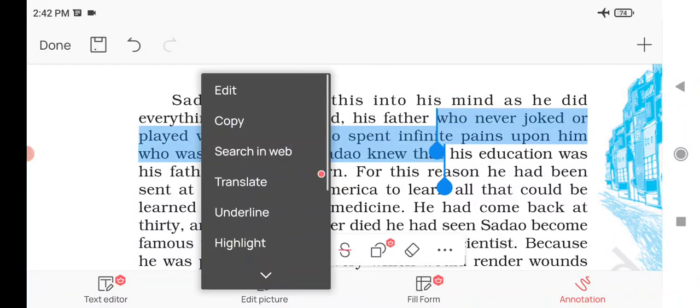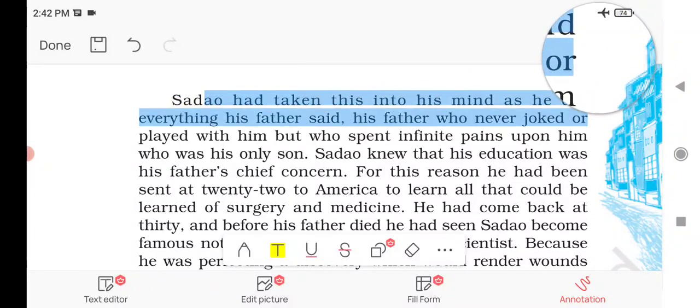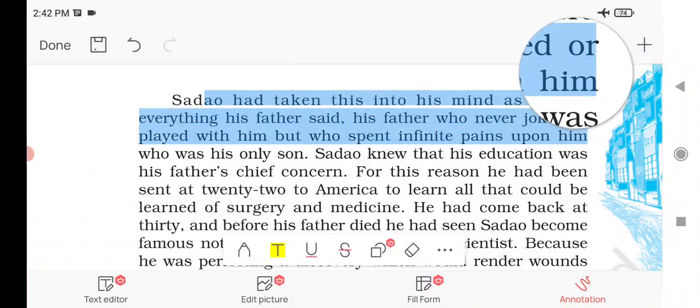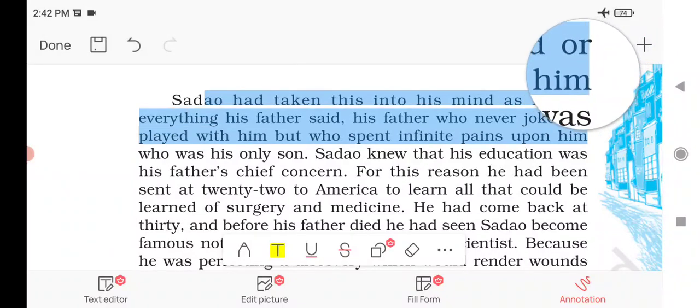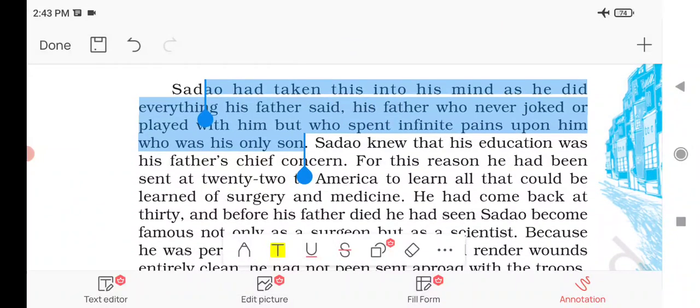Okay, next paragraph. Sadao had taken this into his mind, as he did everything his father said. His father, who never joked, played with him, but who spent infinite pains upon him, who was his only son. So Dr. Sadao and his father actually shared a very mature relationship, right? His father never joked or played, because they shared a very mature relationship. And moreover, Dr. Sadao's father took a lot of pain in bringing up his only son.